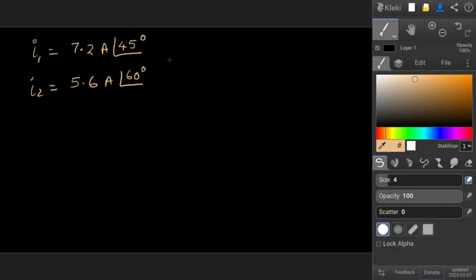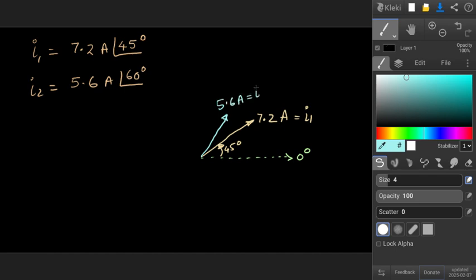Now 45 degrees from where? Usually we consider the positive x-axis as the 0 degrees. With reference to that, I can give a notation, something like this: 7.2 at an angle of 45 degrees. So this is the current I1. Similarly, if I want to mark current I2, that will be somewhere like this: 5.6 amperes at an angle of 60 degrees.